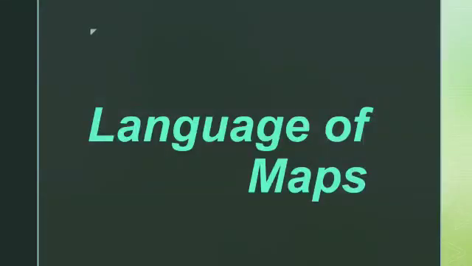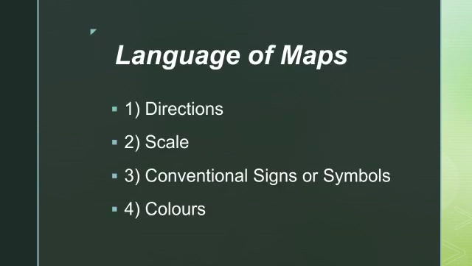Good morning, dear students. In today's video, we will continue chapter 2, Maps are Guides. And today, we will learn about the language of maps. Children, there are a few components of the language of maps. These are directions, scale, conventional signs or symbols, and colors.